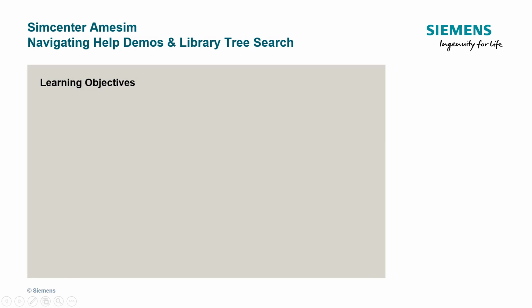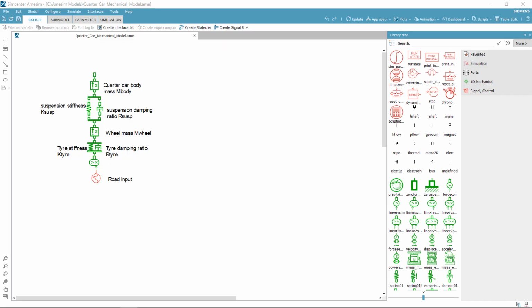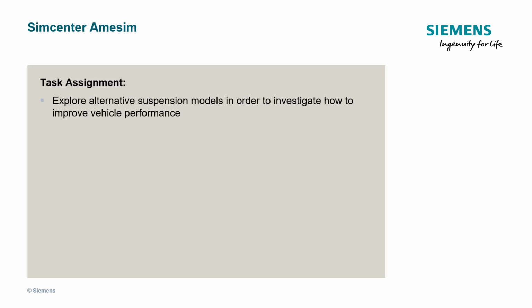Welcome. In this video, we will cover how to efficiently use SimCenter AimSim by learning how to access and utilize the AimSim help demos, as well as get familiar with the library tree search function. Let's say that we have a simple mechanical quarter car suspension model, which looks like this. Now, let's say you are tasked to explore alternative suspension models in order to investigate how to improve vehicle performance.